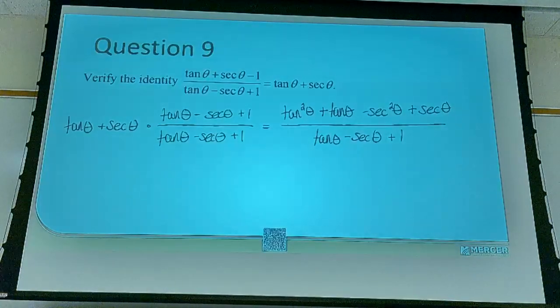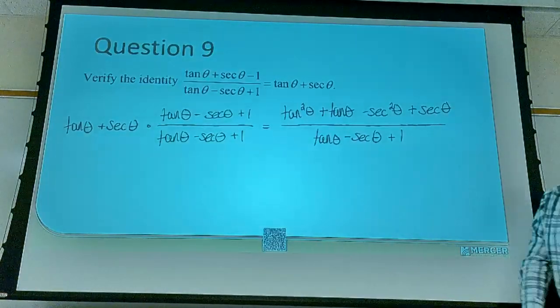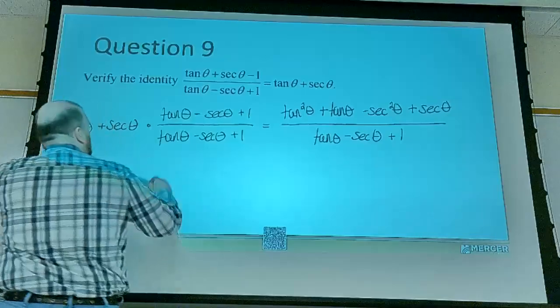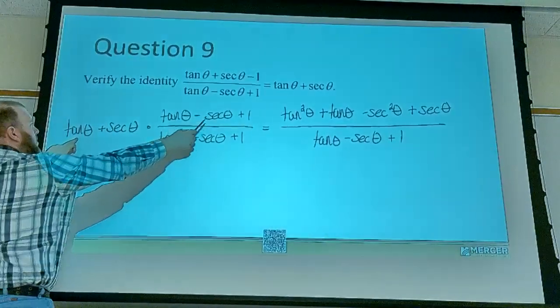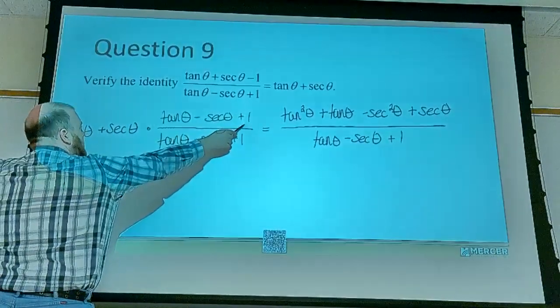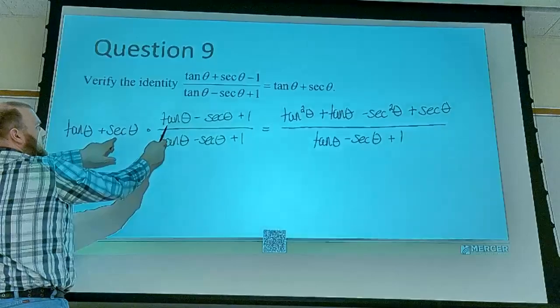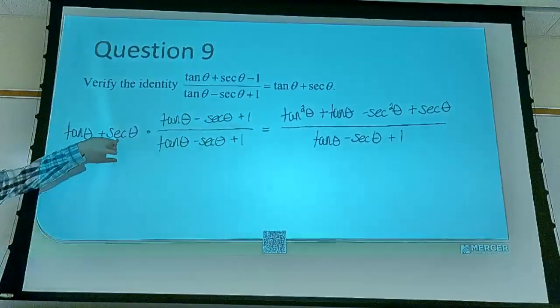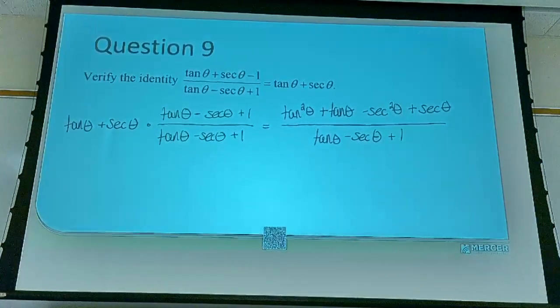Just double check that. Right, tangent squared minus secant tangent plus tangent, plus secant tangent, there's the 0. Minus secant squared plus secant tangent. So that's what we should get.